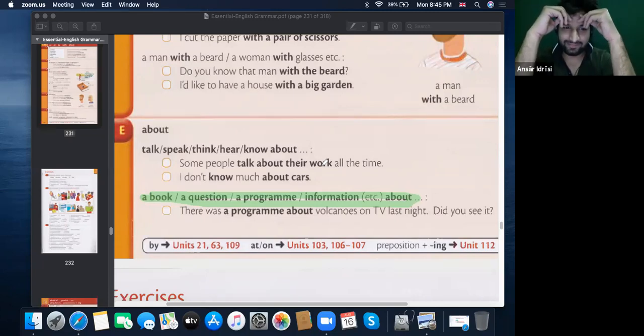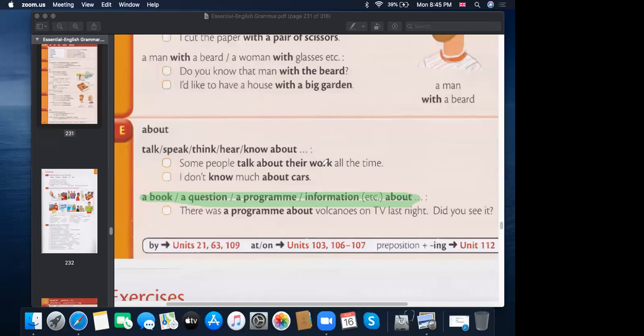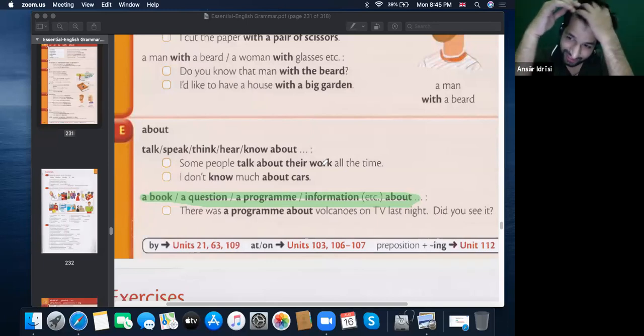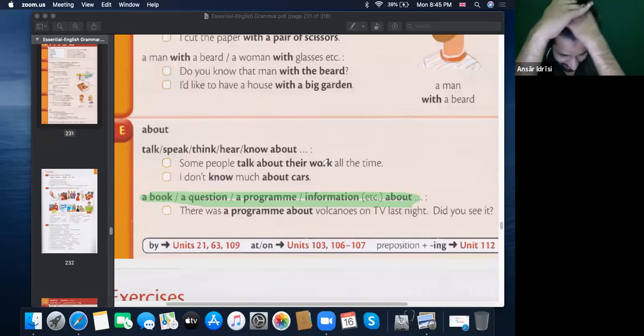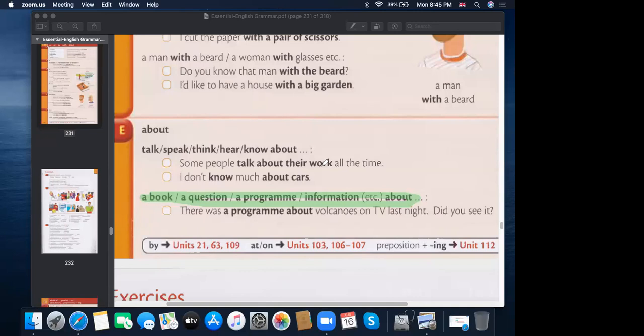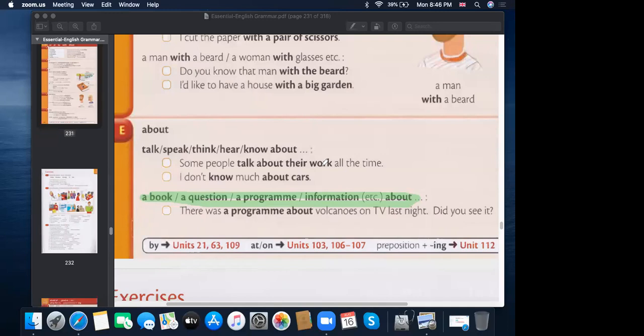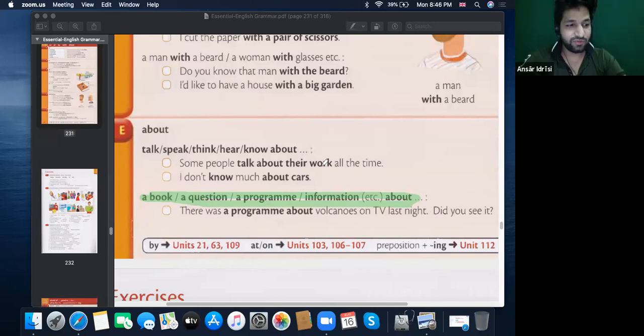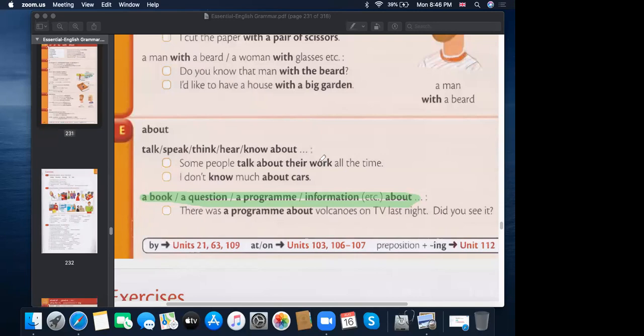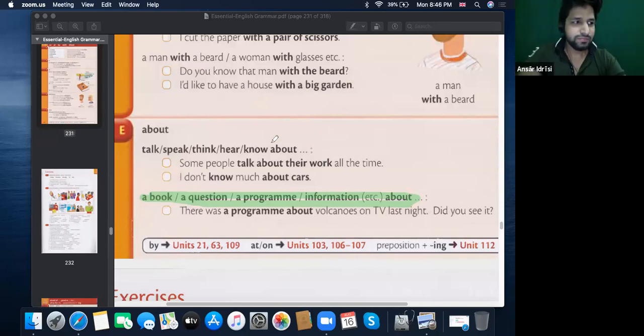Give me information about share market. Information about share markets. This question is about your personal life. This movie is about Indian Army. This book is about motivation.